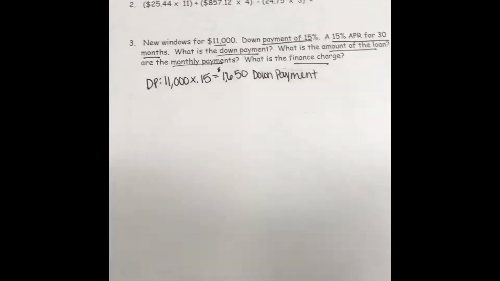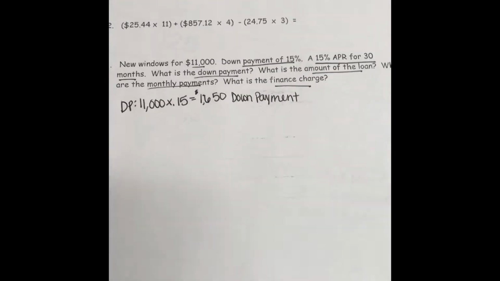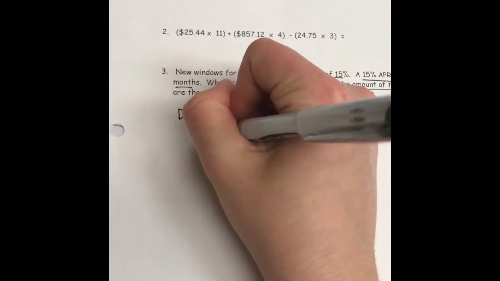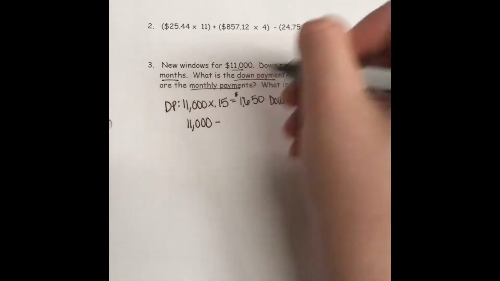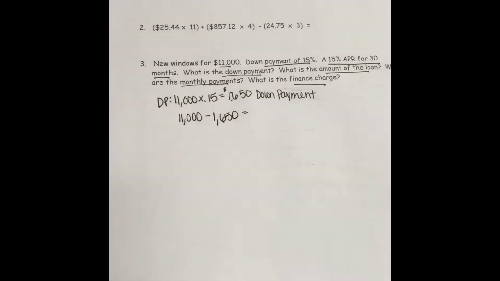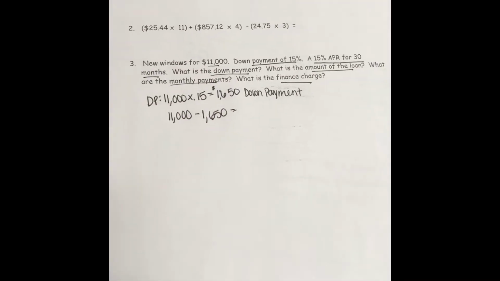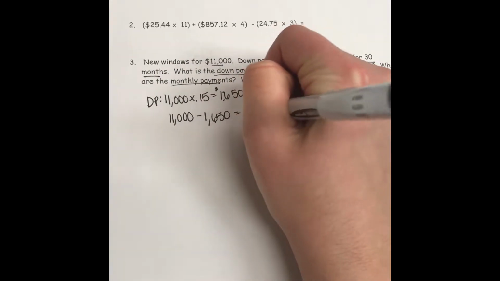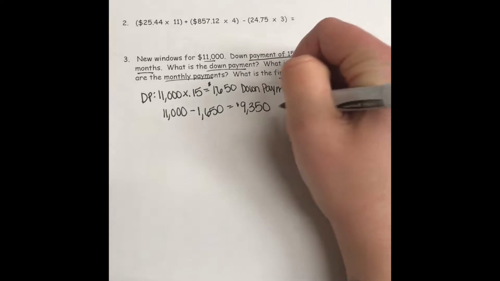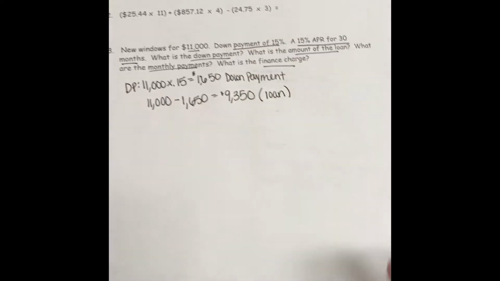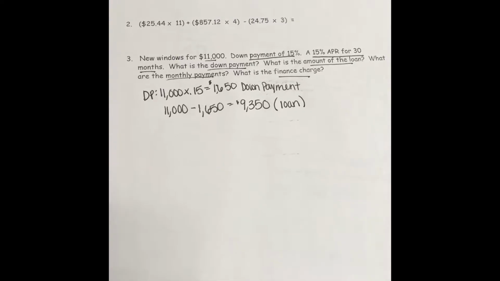So to find my actual amount of the loan, I need to subtract out my down payment. So the windows cost $11,000. I'm going to subtract the $1,650. And that is $9,350. That I'm going to have to take out for the loan.